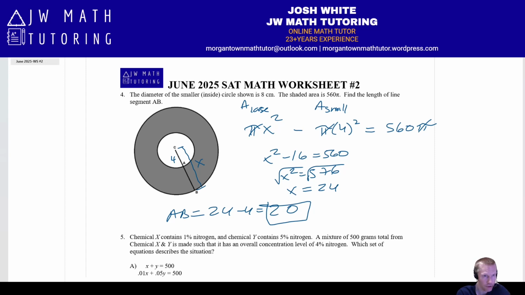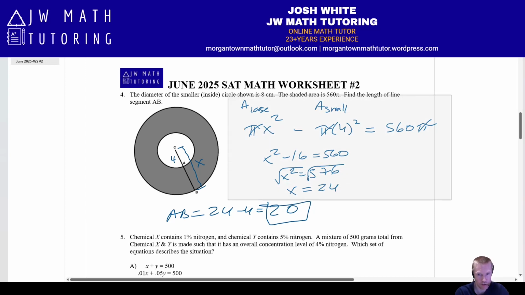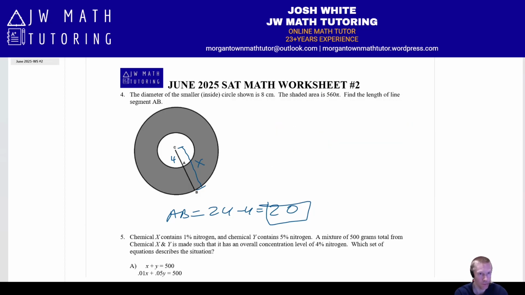Now I'll show you an alternate way to approach this. Again, this is the second way. This is how I actually did it initially, but I think this is a lot more work, at least in terms of setting it up. So what I actually did initially is I said, okay, let's let x be what we're solving for, AB. Then we know that the area of the large, which is going to be pi times x plus 4 squared, minus the area of the small, which is going to be pi times 4 squared, is equal to the 560 pi.